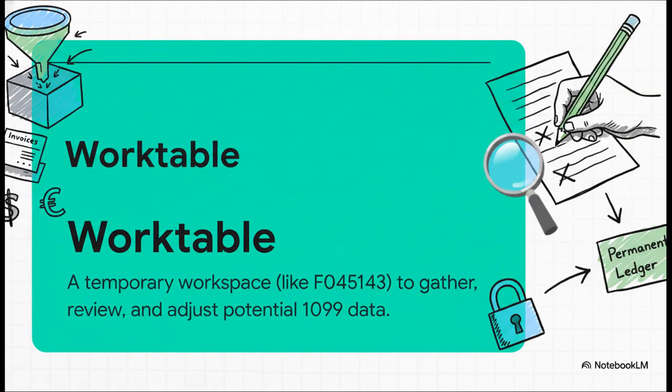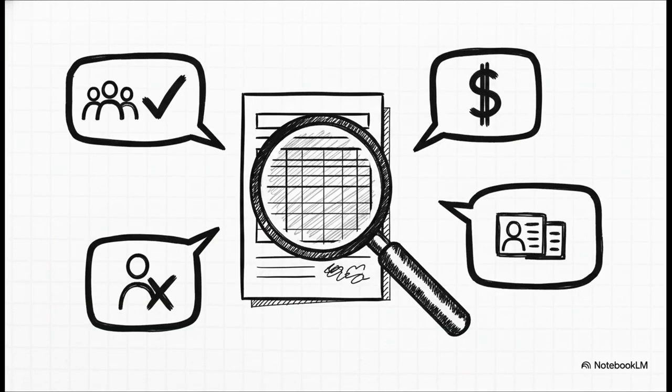So what on earth is a work table? Honestly, the best way to think about it is like a sandbox or a rough draft. It's a temporary staging area inside JDE. It's this safe space where the system gathers all the information that might be reportable. And this is so crucial because it lets you look at everything, make changes, fix things, all without messing with your permanent financial data.